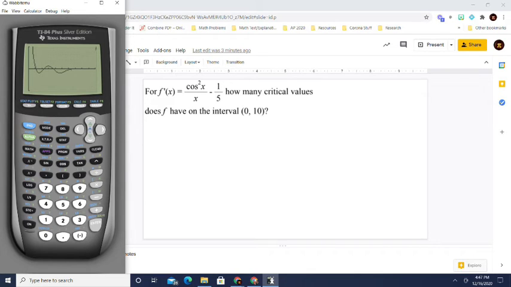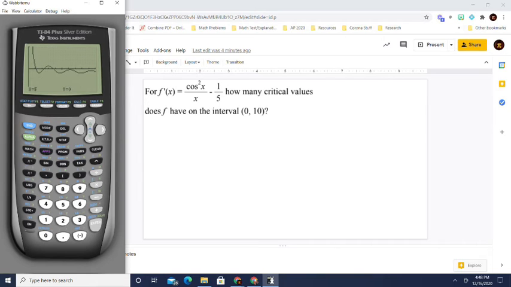Boom. There you have it, folks. Right there. Keep in mind that we had no critical values caused by f prime of x being undefined. But I can clearly see 1 spot, 2 spots, 3 spots where f prime of x is equal to 0. So there are 3 critical values on the interval coming from that.